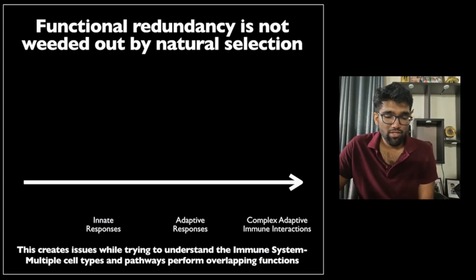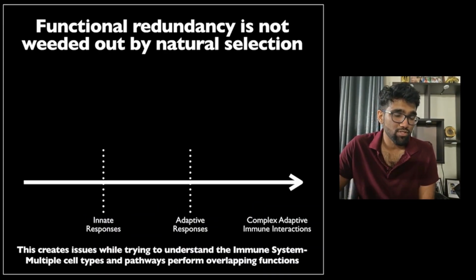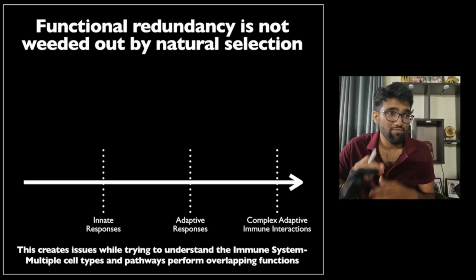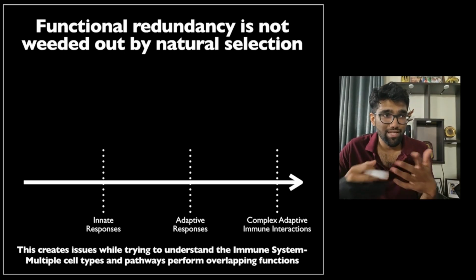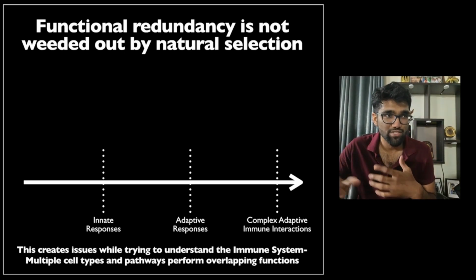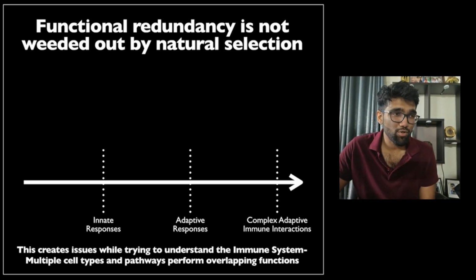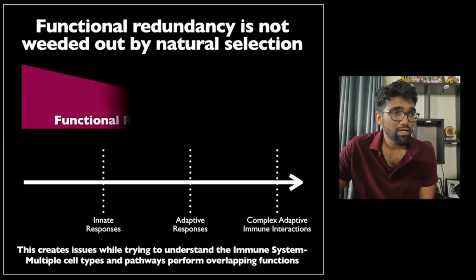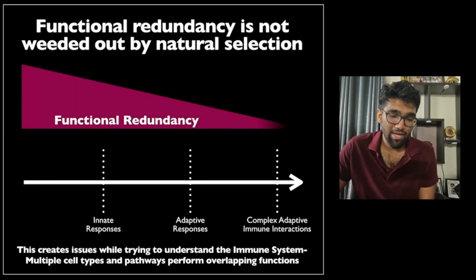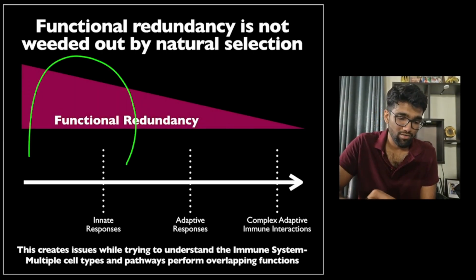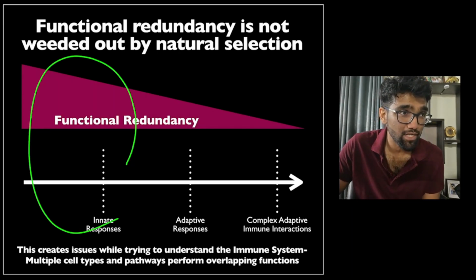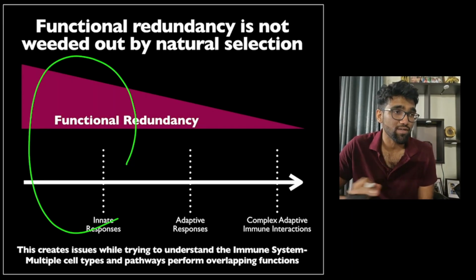Now the problem is that as you go through our immune responses, natural selection does not really weed out redundant mechanisms. So you could have three ways of doing something, and if they're equally valid and equally efficient, the process of natural selection is not going to remove that functional redundancy. As a result, in the phylogenetically older parts of the immune system, you see a lot of functional redundancy.